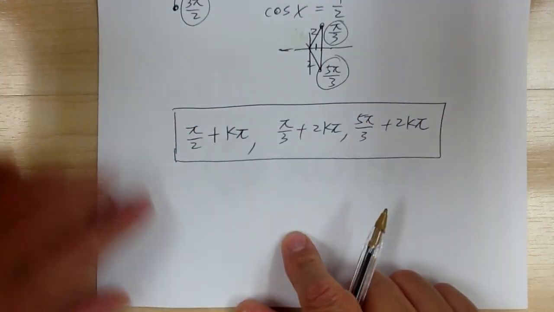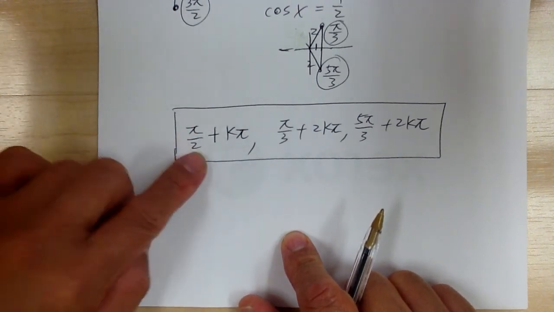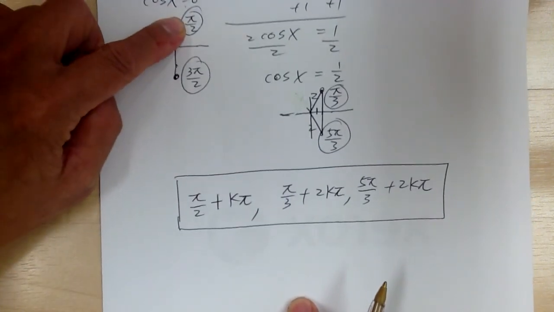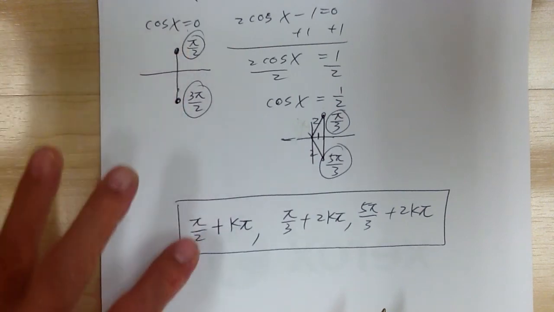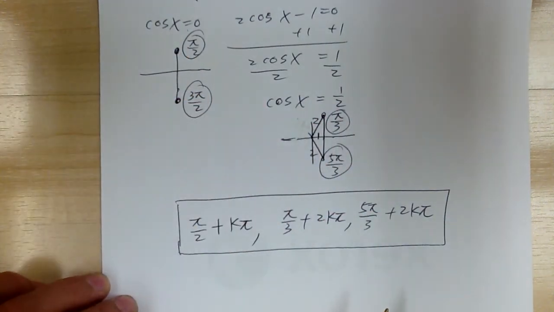Now if you want to separate those 2, that's fine. You can keep it separate. You can have pi over 2 plus 2k pi, and 3 pi over 2 plus 2k pi. So you're going to have 4 parts instead of 3. So that's fine too.